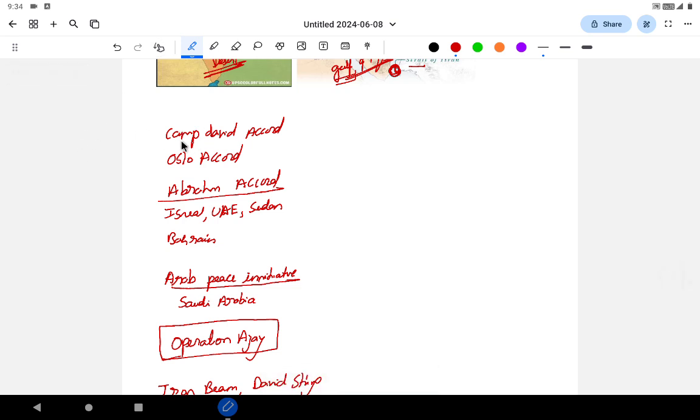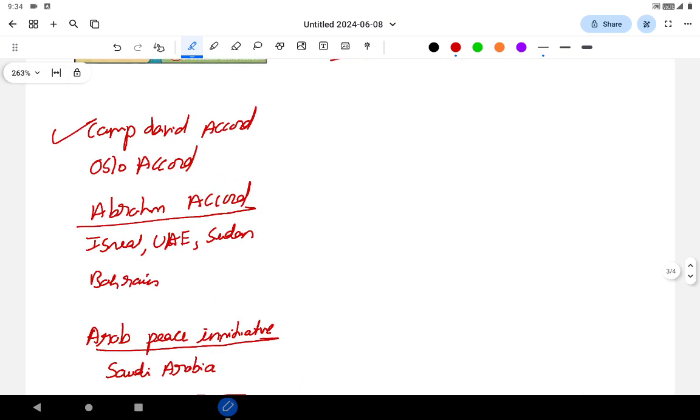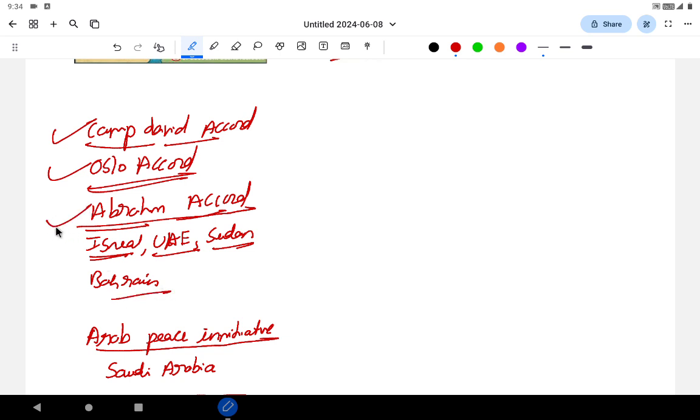There is important history to it. The Camp David Accord was signed between Israel and Egypt as a peace initiative led by the US. Oslo Accord, again led by the US, between the Palestine and Israel. The recent one is the Abraham Accord, a peace initiative led by the US, signed between Israel, UAE, Sudan, and also Bahrain.